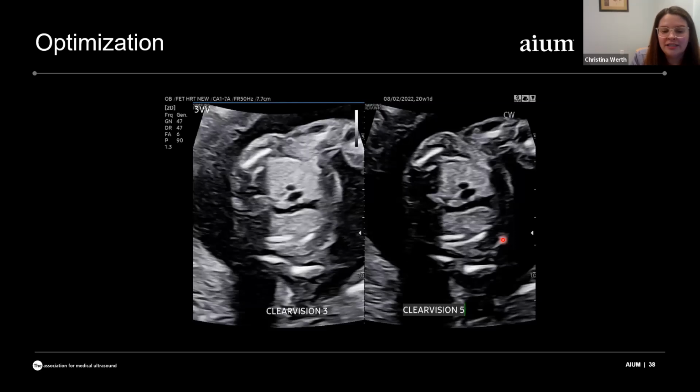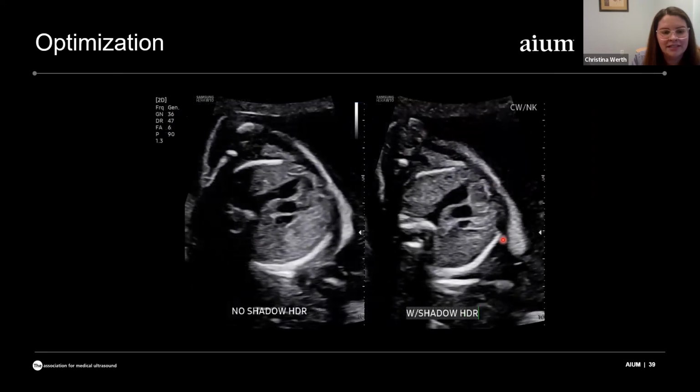And then a lot of our machines today do have the ability to do some advanced image optimization features digitally. So this particular machine, this Samsung that I'm using, uses Clear Vision as something that the sonographer can control. It's an advanced optimization technique to remove artifact like speckle. And one final advanced optimization technique that I really like is Shadow HDR, which is a feature that our machines have, which reduces attenuation from bony structures. And you can see how it gets rid of some of these rib shadows over here.